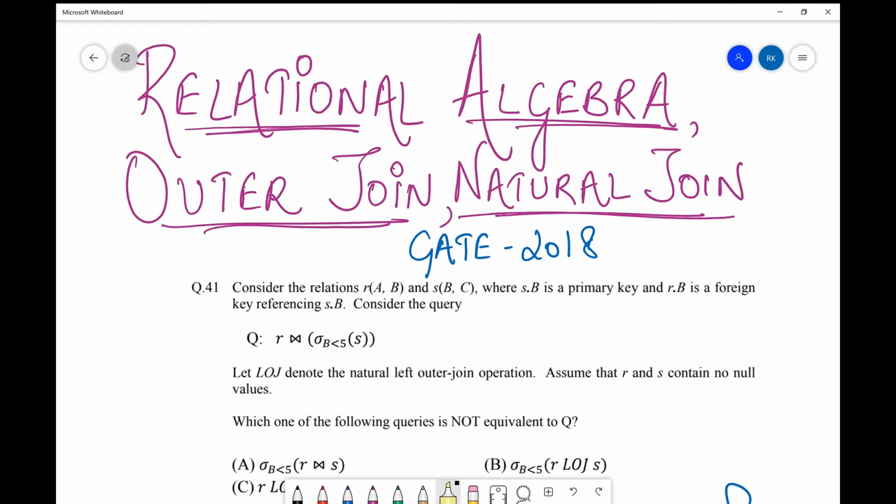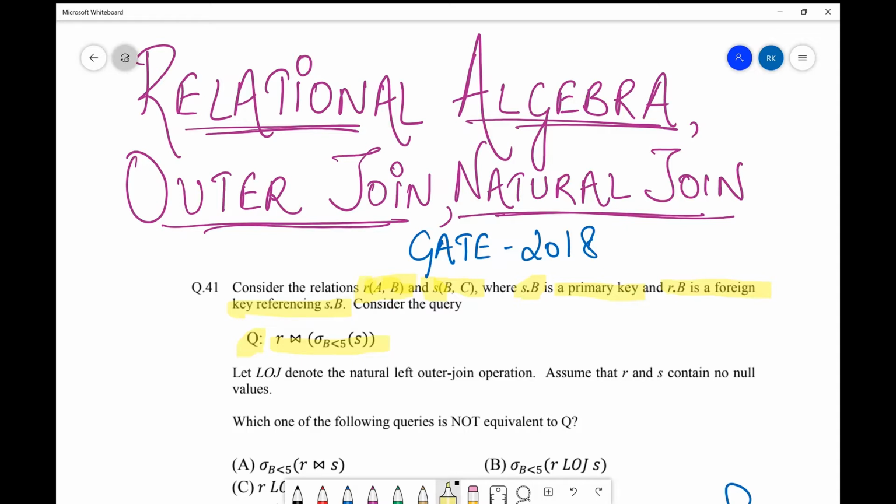Okay, so it says consider the relations R and S. R has attributes A and B and S has attributes B and C, where S.B is a primary key. So the B attribute in S is the primary key, and R.B is a foreign key referencing S.B. So in R, it is a foreign key. Then consider the query Q: R join sigma B less than 5 on S. You can call it sigma or the selection operator.